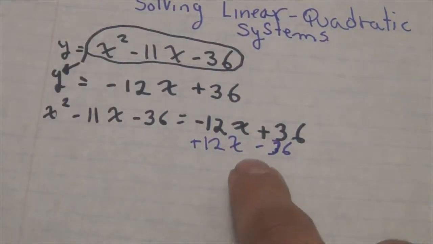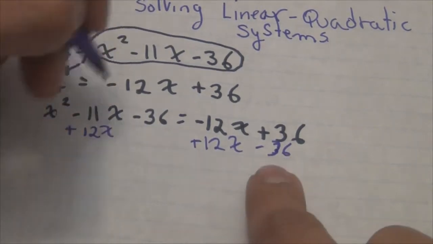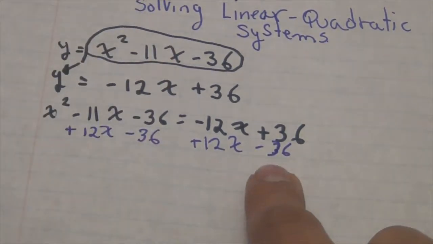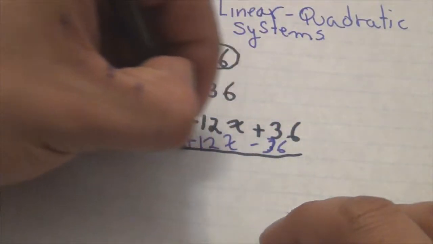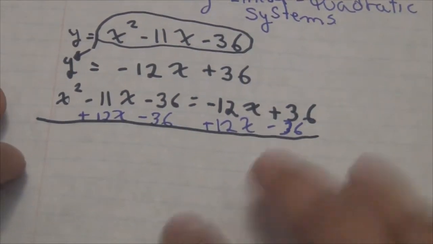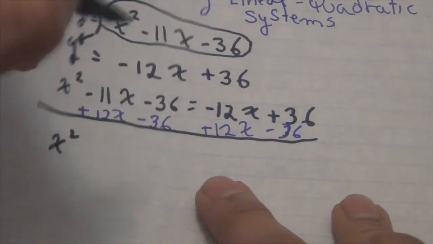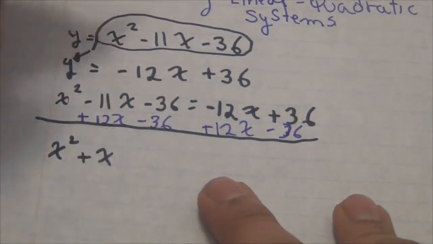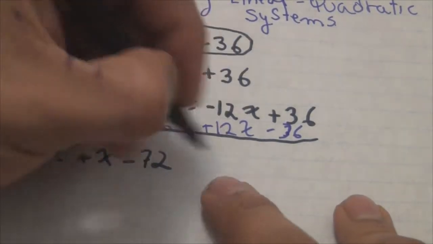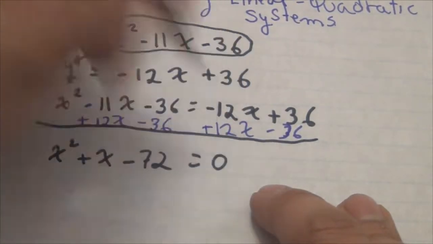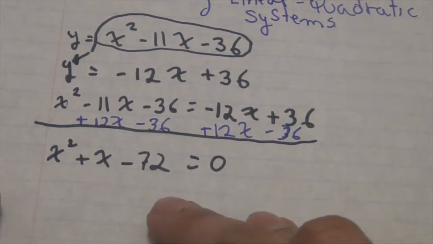And what you do to one side, you do to the other. So plus 12x minus 36. Alrighty. Now let's write what we have left. X squared, negative 11 plus 12 is 1, so plus 1x. Negative 36 and negative 36, that's negative 72. And on the other side, what do I have? 0. Very good.